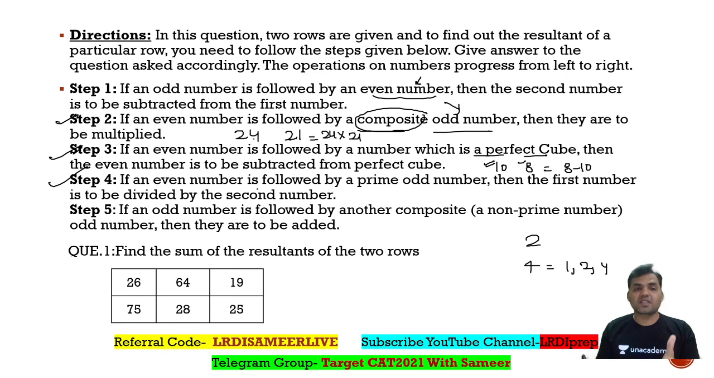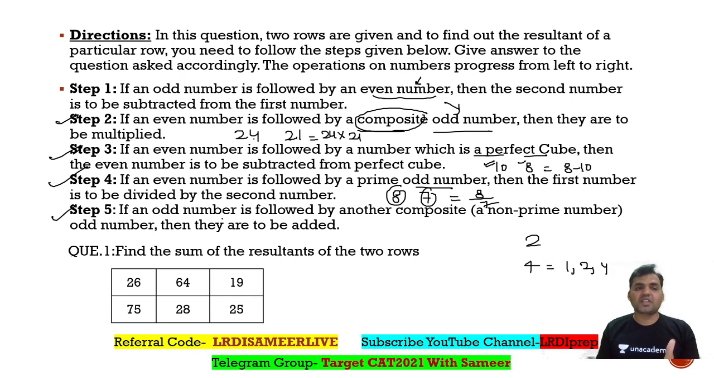Step number 4 says even number is followed by a prime odd number. Take any even number 8 followed by a prime odd number, an odd number that has to be prime like 7. Then the first number is supposed to be divided by the second number. Then the instruction that you're supposed to follow is divide 8 by 7.